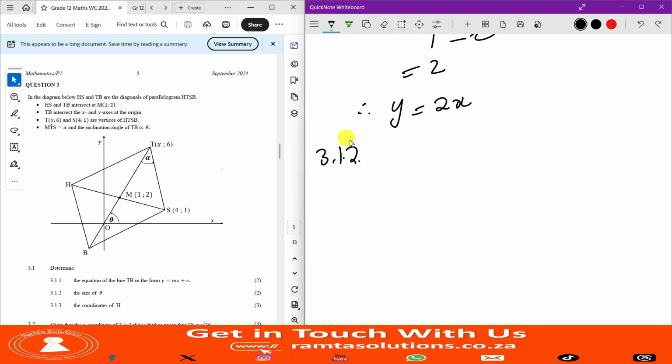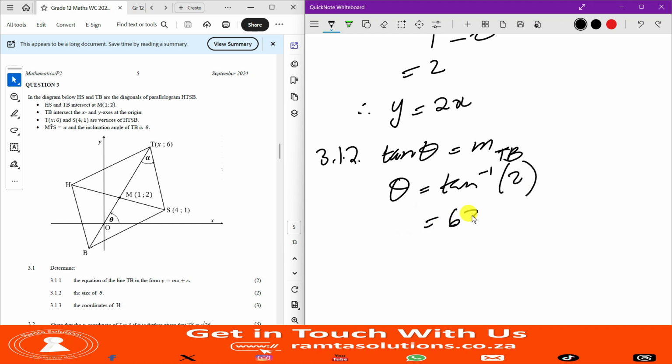Now 3.1.2: determine the size of theta. We know the gradient of the line TB. So we can say tan theta equals the gradient of TB. So theta equals tan inverse of, what was the gradient of TB? It was 2. So theta is 63.43 degrees. 63.43 degrees, isn't it?